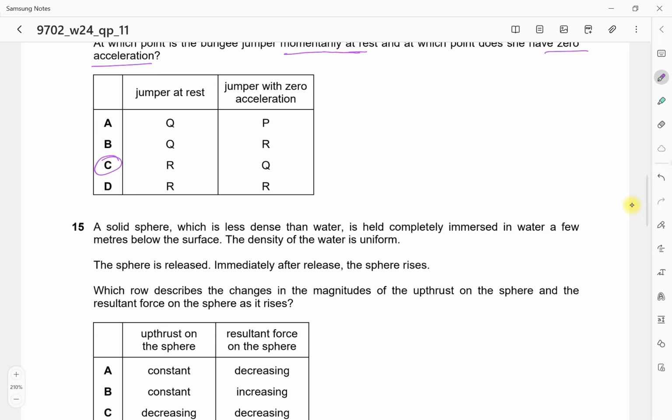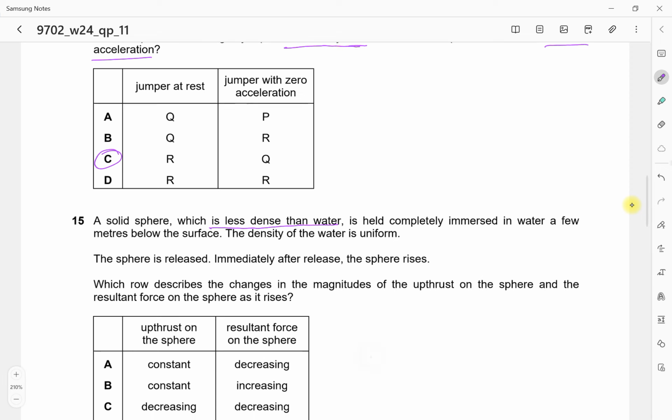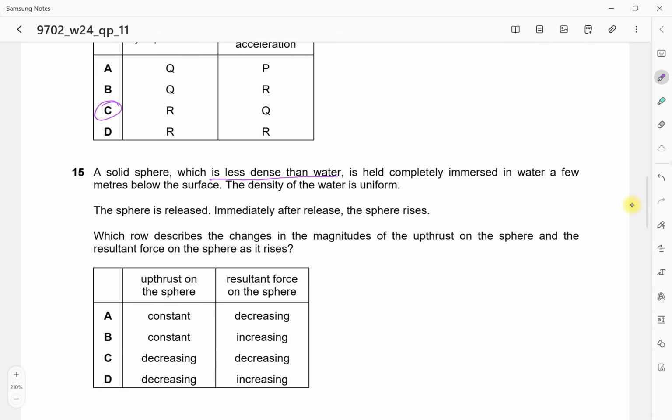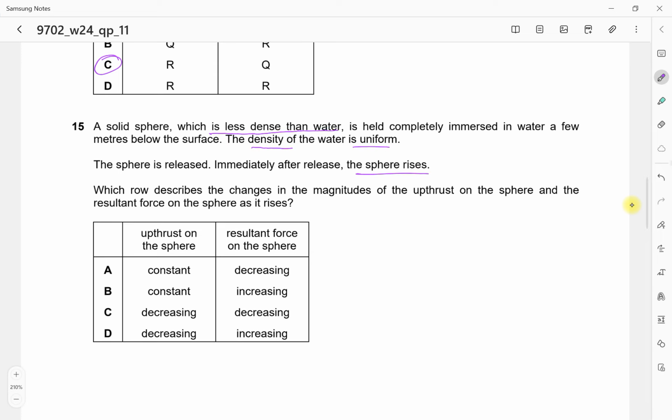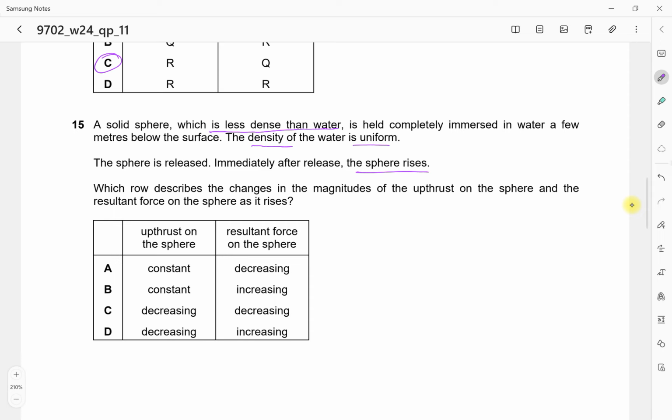A solid sphere which is less dense than water is held completely immersed in water a few meters below the surface. Because it is less dense, we know that when it is released, it is going to rise upwards. The sphere is released. Immediately after release, the sphere rises. Note that the density of water is uniform.